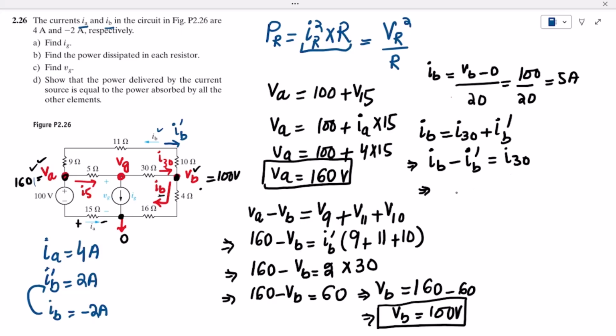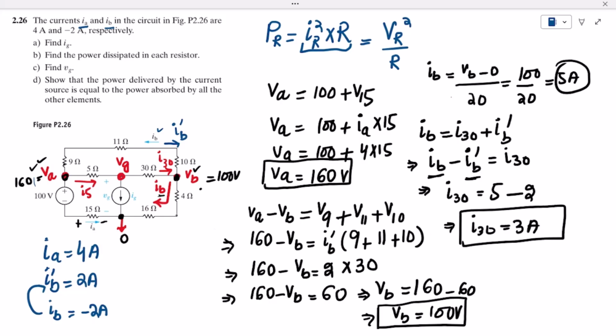To find out the value of I30, let me write the value of IB, that is known, and that is 5 amperes, minus the value of IB prime, that is 2. So the value of I30 is 3 amperes. This current is now already known. Now to find out the value of this current, which is I5, what do we have to do? We must have the potential difference, which is VA minus VG.